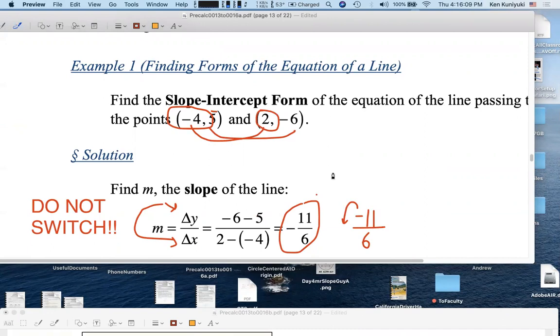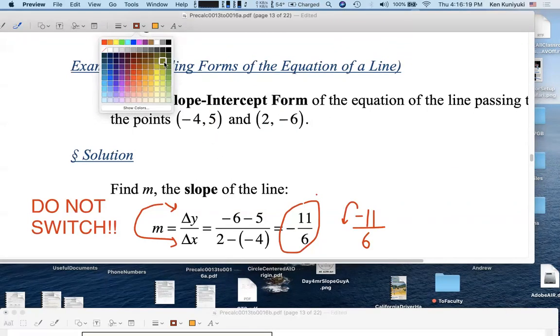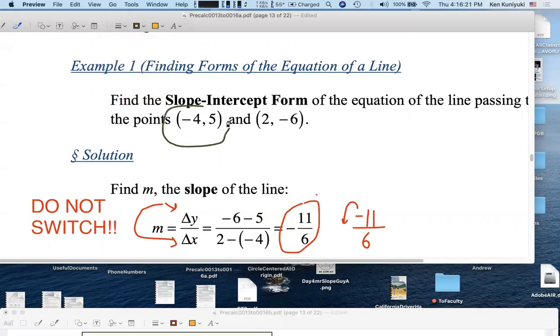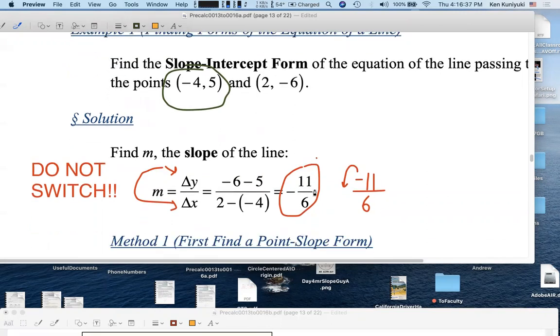Now, I want slope-intercept form, but in the meantime, I have the slope and I have 2 points. I have an abundance of riches. I can pick either of these 2 points and write out a point-slope form for the equation of the line. Again, I could use either of these 2 points or whatever other point I happen to find on the line, and I can use this slope. All right. What is the point-slope form?